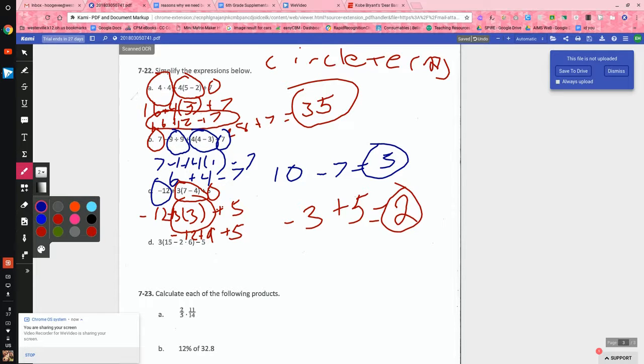And the last one, again, big long term we have to circle because we don't have a minus sign to the end. Parentheses first, but what do we do in parentheses? We can do 15 minus 2, which is 13. And then 13 times 6.